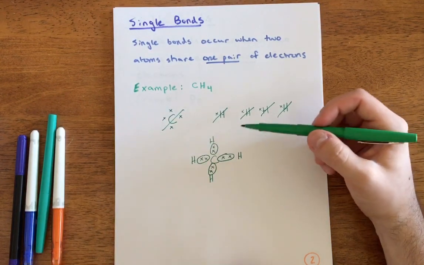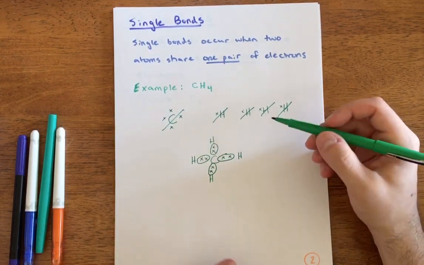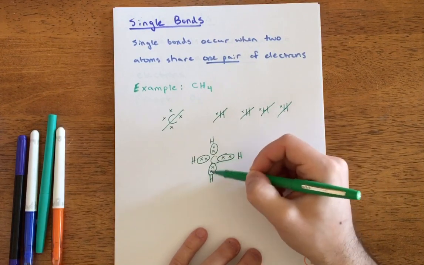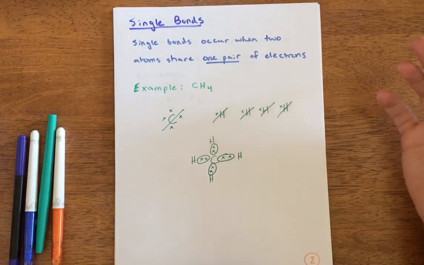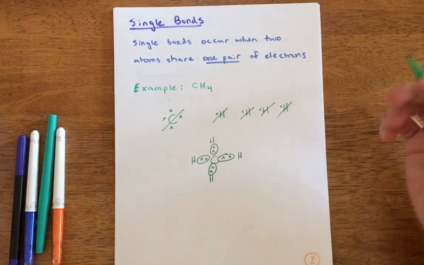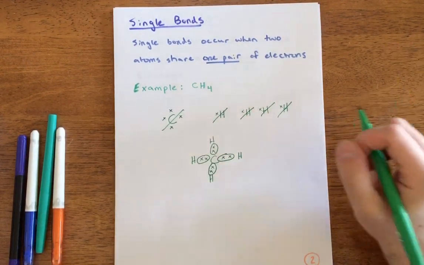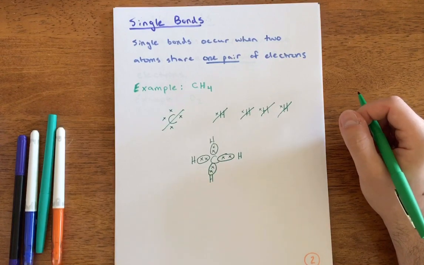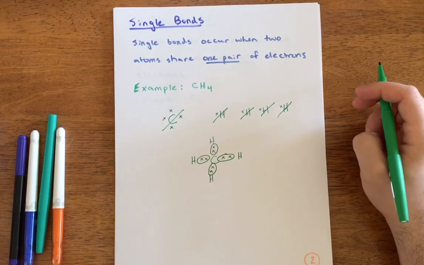Now all of these, the hydrogens and the carbon, are stable. The carbon now has 1, 2, 3, 4, 5, 6, 7, 8 electrons, filling out its octet, so it is stable. And each hydrogen has the 2 electrons it needs. They're just sharing them, which makes the molecule stay together. Since they're sharing the electrons, they have to stay together and make that methane molecule.